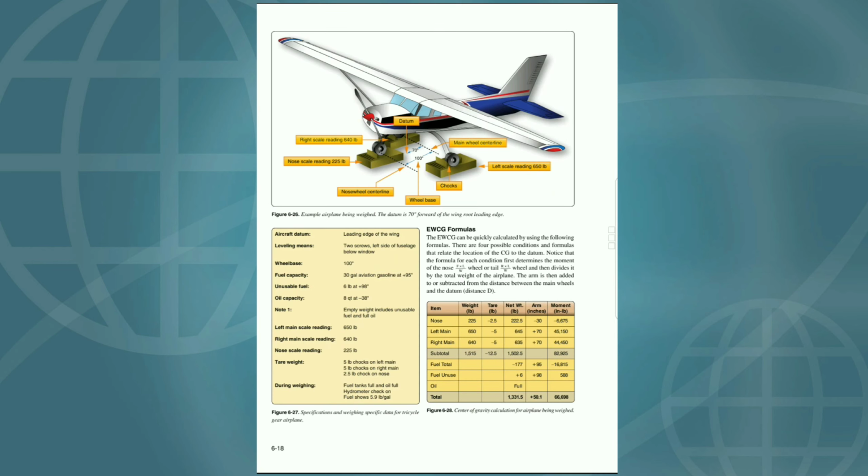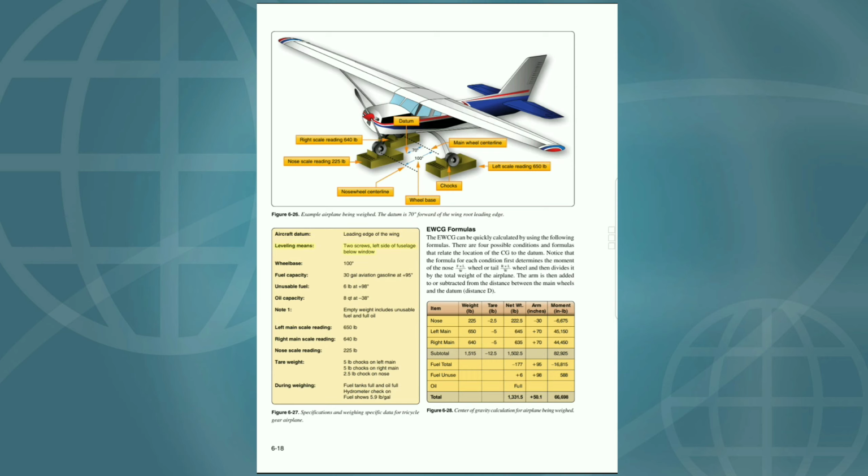Right scale reading 640 pounds, main wheel center line. Nose scale reading 225 pounds. 70, 100. Left scale reading 650 pounds. Nose wheel center line. Chocks. Wheelbase. Figure 6-26. Example airplane being weighed. The datum is 70 forward of the wing root leading edge. Aircraft datum, leading edge of the wing.